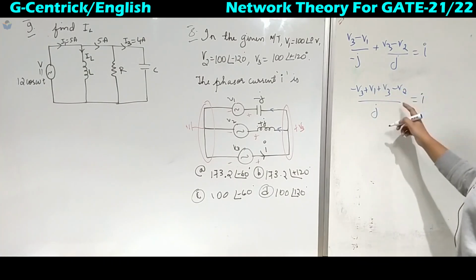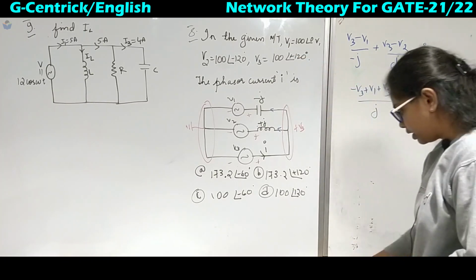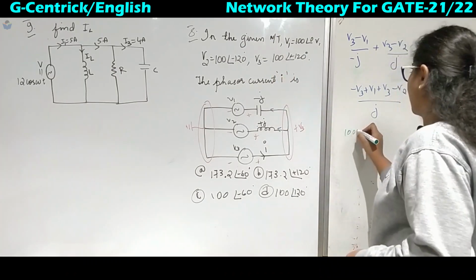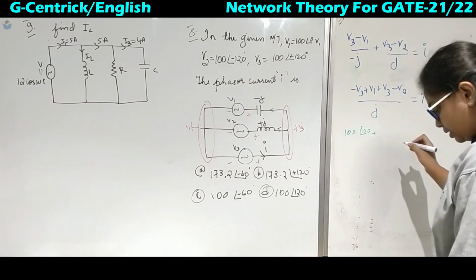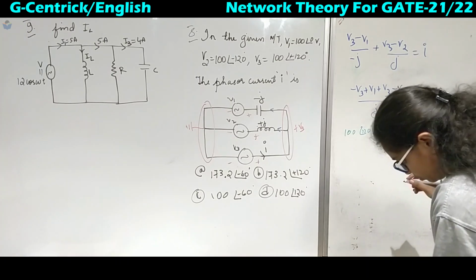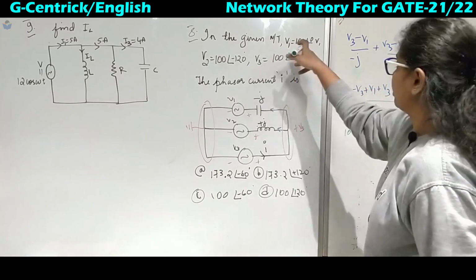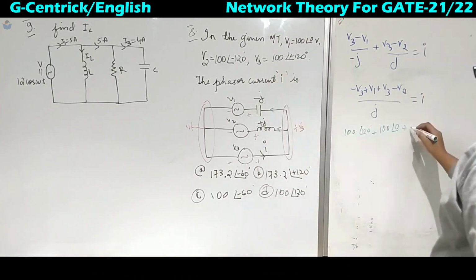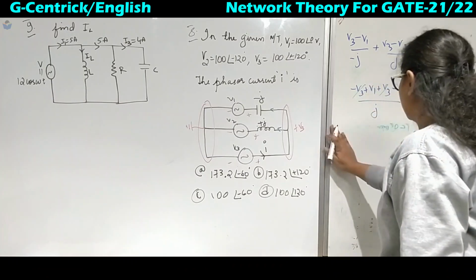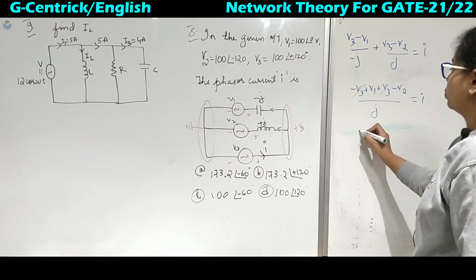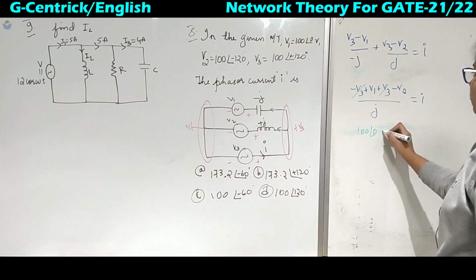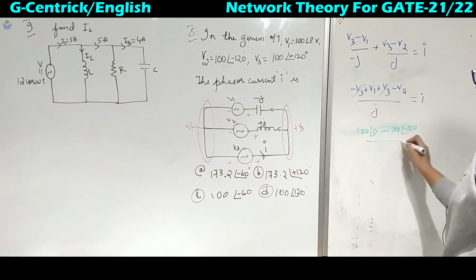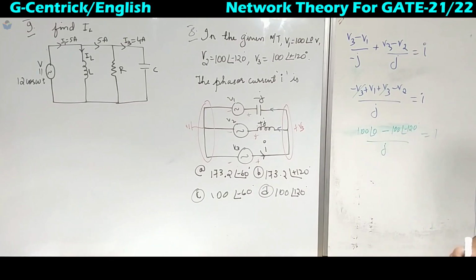So equal to I. Now substitute the values that they have given. So V3 value we have is 100 angle 120 degrees, plus V1 we have got 100 angle 0, again V3 plus, okay, so here it will get cancelled, so directly V1 minus V2, so V1 is 100 angle 0, then minus V2 is 100 angle minus 120 degrees, upon j equal to I.